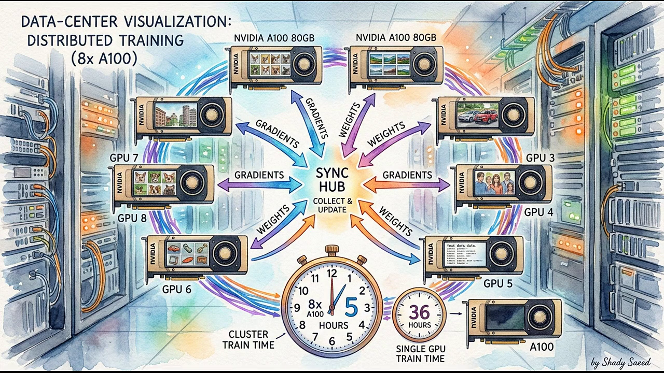Training YOLO 26X on COCO takes about 36 hours on a single A100 GPU. For faster iteration, Ultralytics supports multi-GPU training via PyTorch's Distributed Data Parallel, DDP. Each GPU processes a portion of the batch, gradients are synchronized across GPUs, and the model updates in lockstep. With 8 A100s, training time drops to under 5 hours. Cloud platforms like AWS, GCP, and Lambda Labs make this accessible without buying hardware.